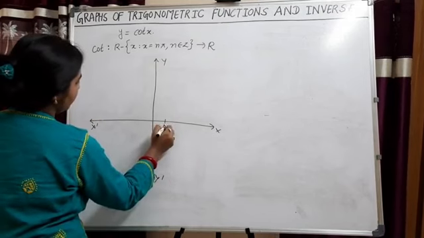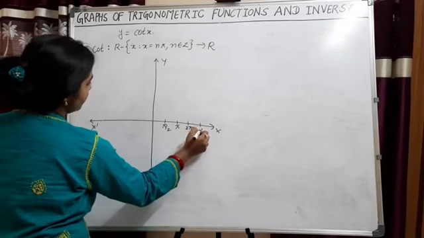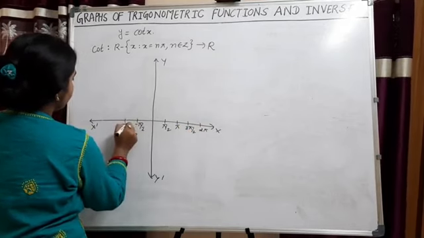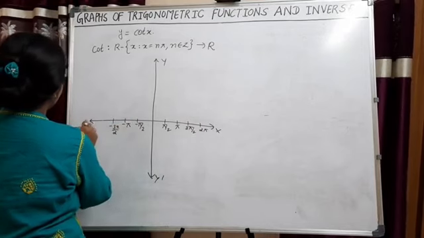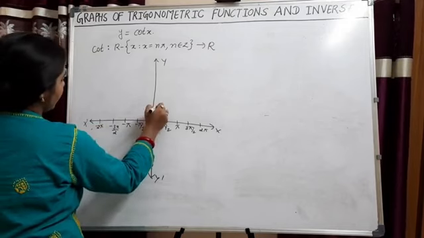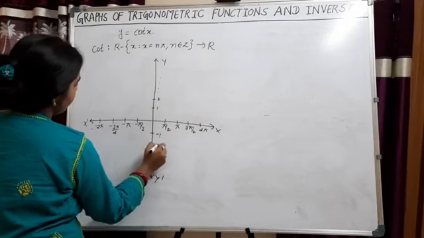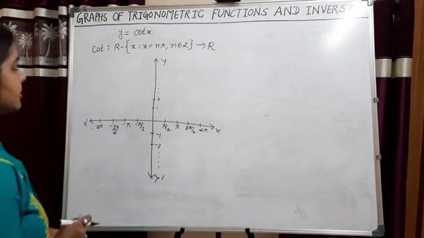So here we mark pi by 2, pi, 3 pi by 2, 2 pi, minus pi by 2, minus pi, minus 3 pi by 2, and then minus 2 pi. Here on the other axis, all real numbers 1, 2 and so on, and also minus 1, minus 2 and so on. So we have taken the points on the x axis and y axis.